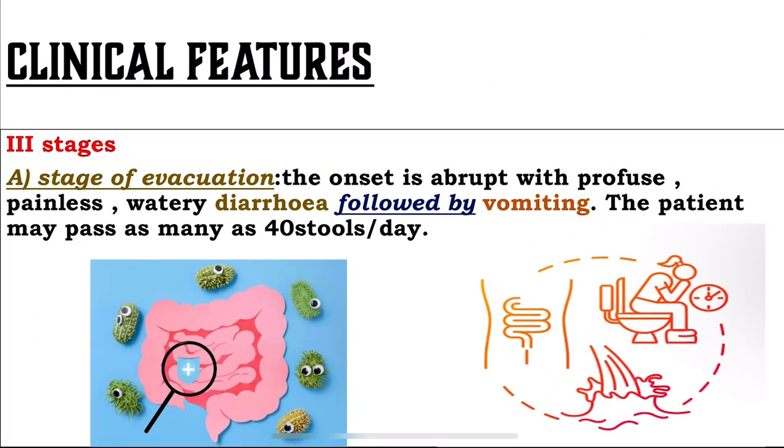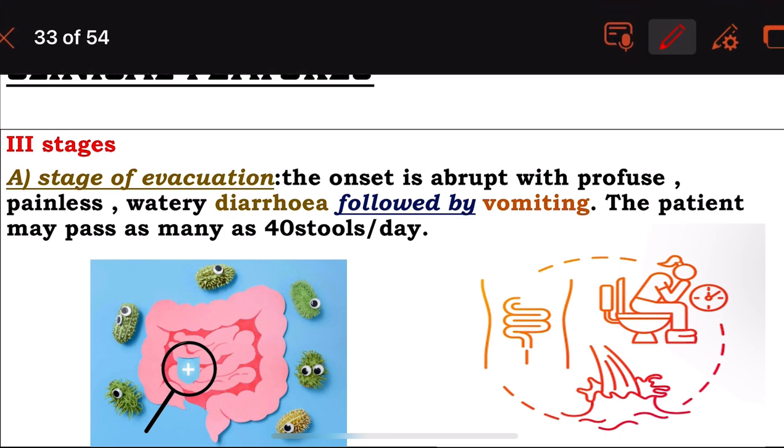Now we move further to the clinical features. The most important aspect, we have the clinical features from a medicine aspect as well. How does the patient present to you? There are 3 stages of cholera: the stage of evacuation, the stage of collapse, and the stage of recovery. In the first slide, we will discuss the stage of evacuation. The onset is abrupt with profuse, painless, watery diarrhea, and this evacuation is followed by vomiting.